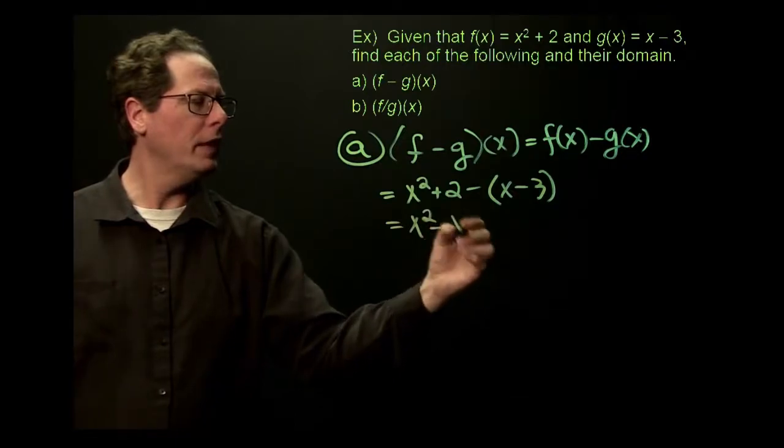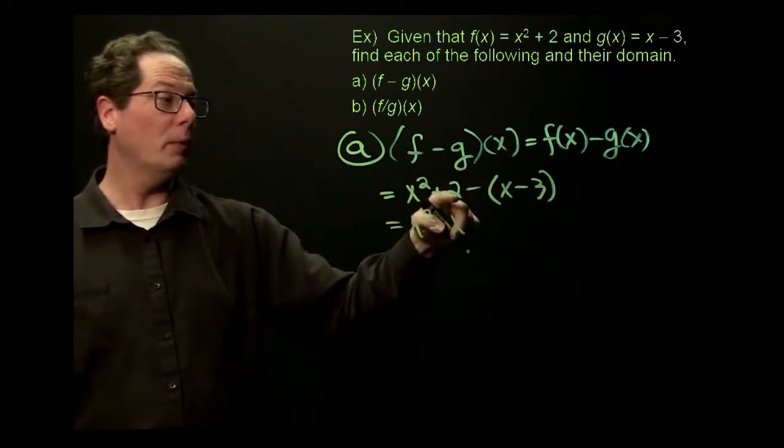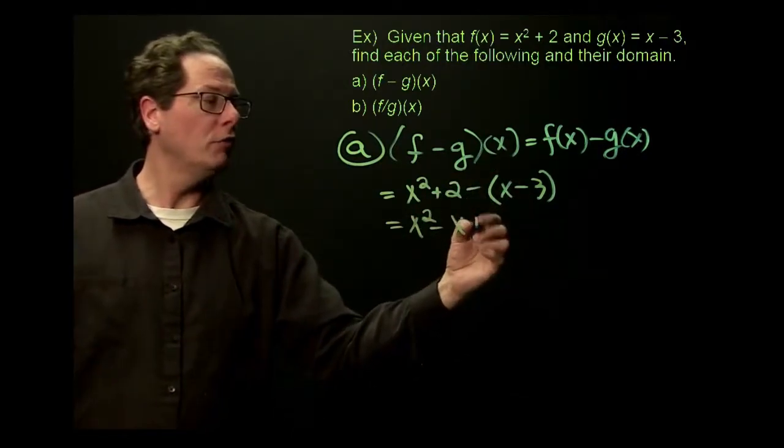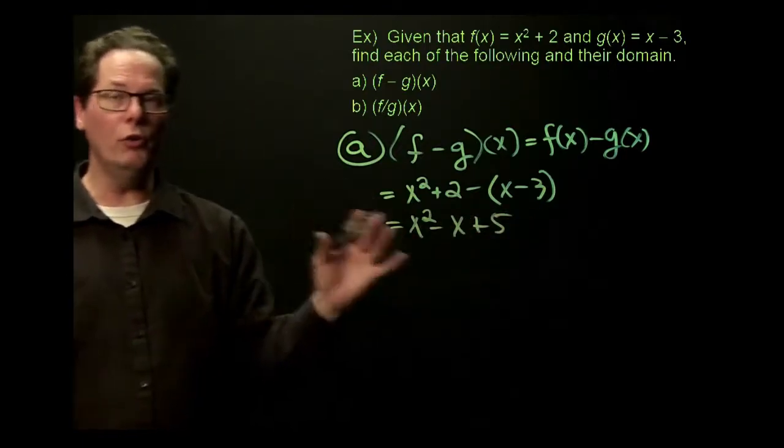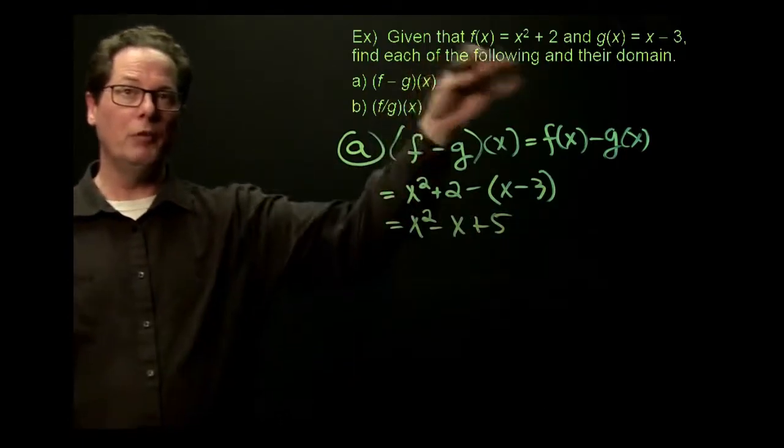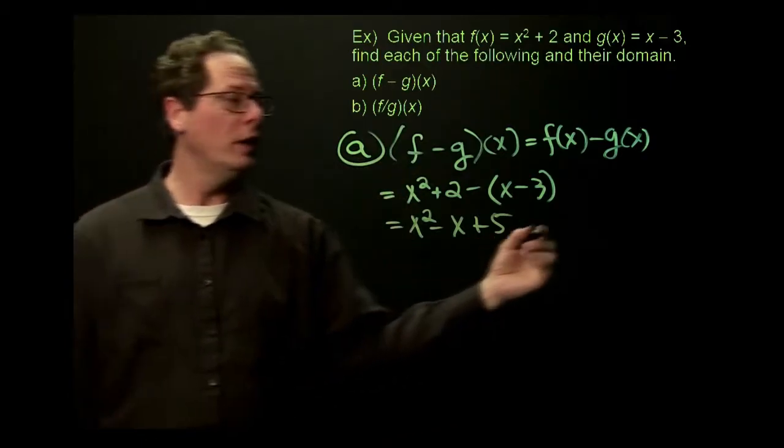So we've got x squared plus 2. Now we subtract the x, and put it in order of the variables. Then 2 minus a negative 3 is plus 5.